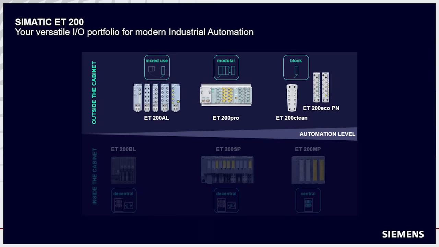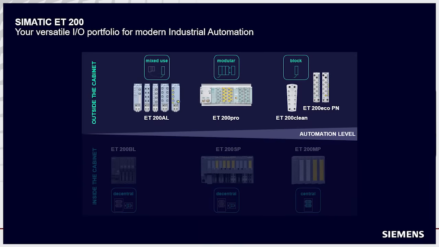And when we look at the solutions outside the cabinet, which are designed to be used directly in the field, we offer specialized IP60X products. For instance, I'll start at the left-hand side. The ET200AL is small and lightweight, making it perfect for tight spaces or even moving machine parts. It is often used in a mixed configuration together with the inside cabinet product ET200SP.